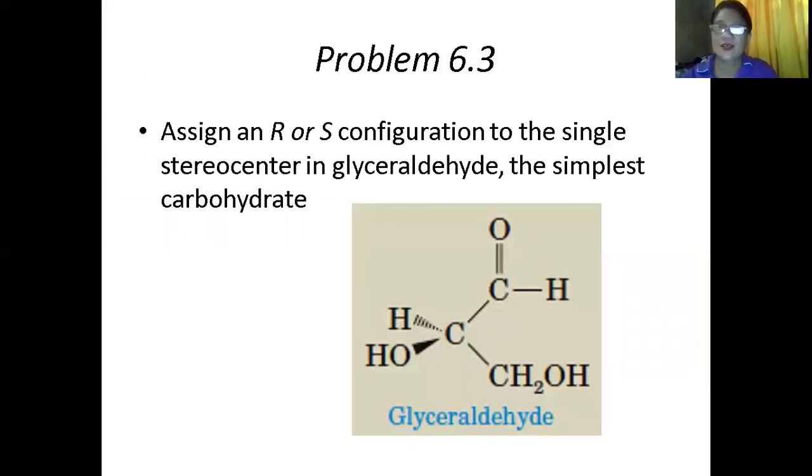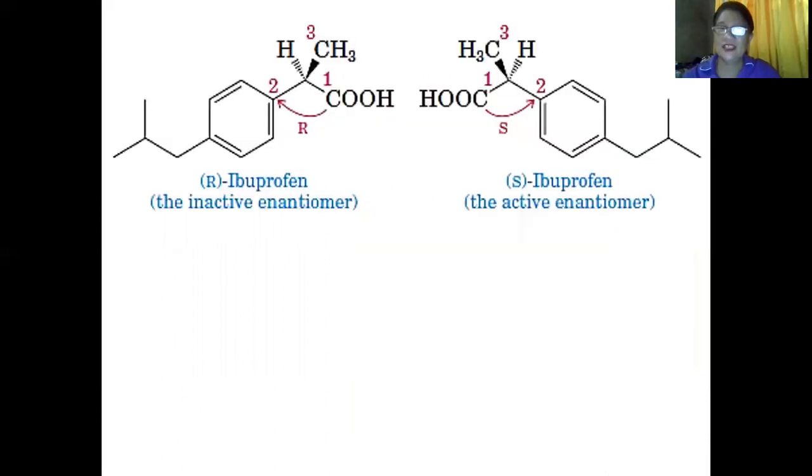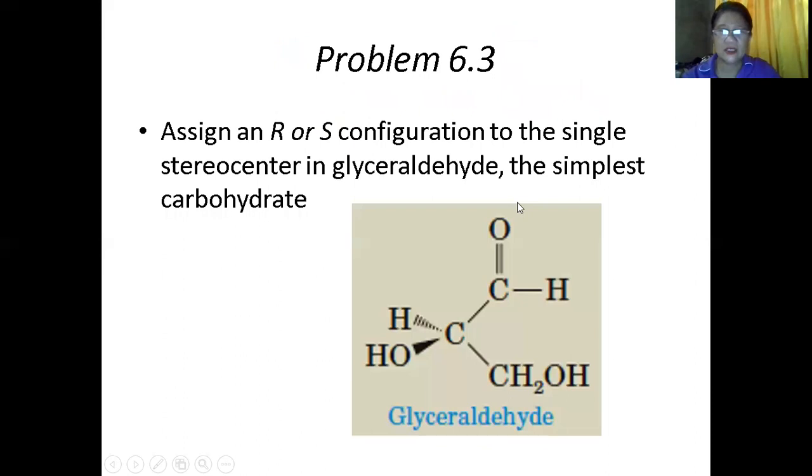So assign this. This is glyceraldehyde. Where is the stereocenter? This is your stereocenter, this C. Assign now which is the highest. Okay, that's for the glyceraldehyde. Now, here it is. This COOH is 1. Oh, not this one. This is the simplest form. Where will be your carbon 1? Carbon 1, 2, 3. Okay, this is 4.